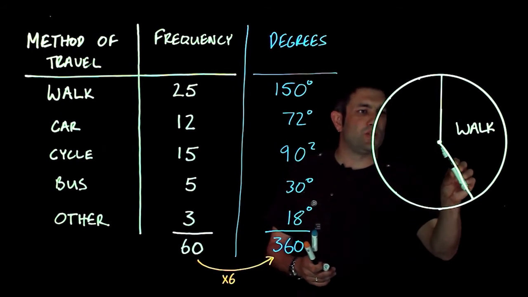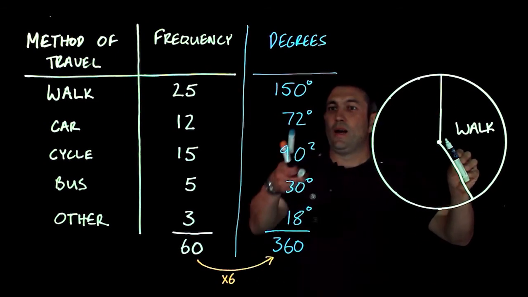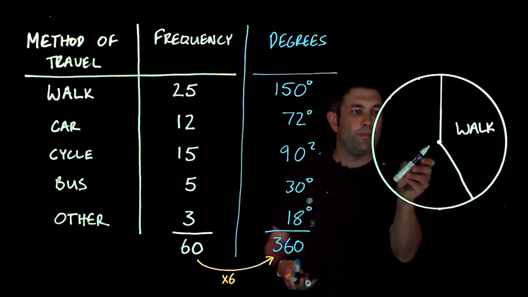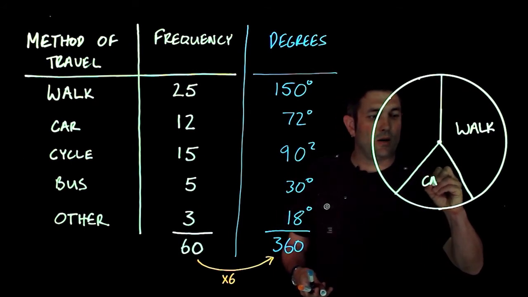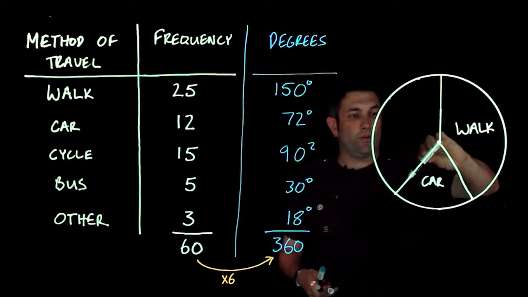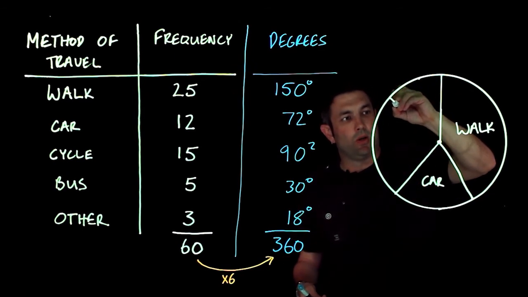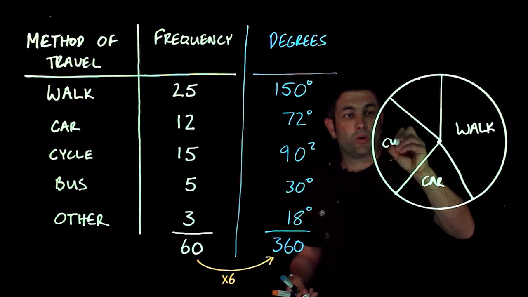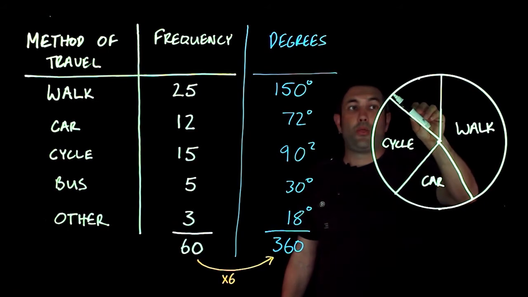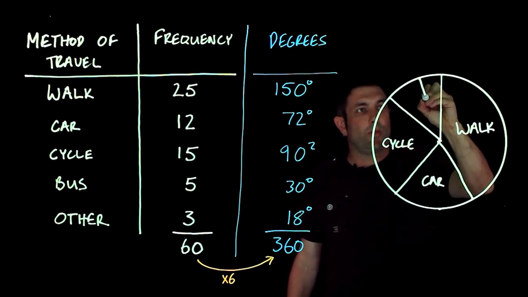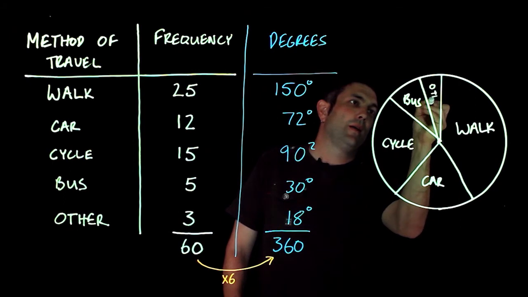Now, next bit, I always start measuring from the last line I drew, so I don't want to start measuring from here again. I'm going to start measuring from here, and I've got 72 degrees. 72 degrees measuring around there would be about there. Now 72 would be car. And again, I measure from the last line I drew, so 90 degrees is around there. That's a nice easy one, quarter turn. That should be pretty easy on your protractor, so that's cycle, and then the next one, measure from the last line I drew, goes around 30 degrees. There we go, that's about there. All right, and we get bus, and then you're going to have to squeeze in other in there.